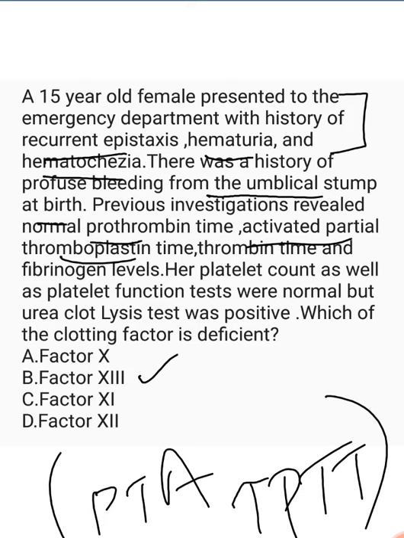As far as factor 13 is concerned, you have normal prothrombin time, normal activated partial thromboplastin time, normal thrombin time, and normal platelet levels. All these will be absolutely normal, with 80 to 99% of the cases presenting with umbilical stump bleeding at birth.